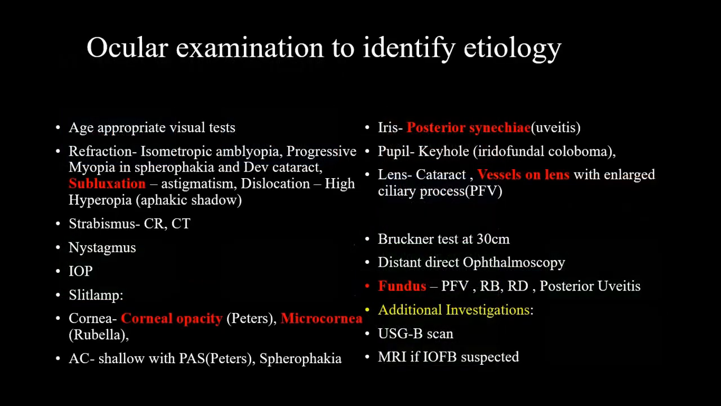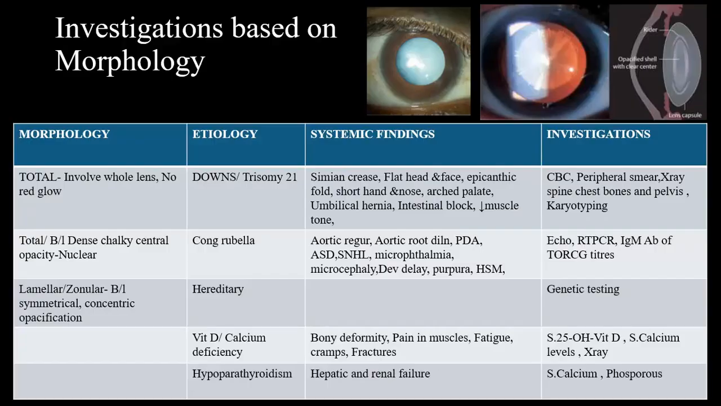If we don't know where to start, we can get clues from the ocular examination itself. For example, if we see a subluxated lens, we can think of Marfan's or homocystinuria; a corneal opacity, we can think of Peters; microcornea as in rubella or TORCH infections; posterior synechiae as in uveitis; and vessels on the lens as in persistent fetal vasculature. Additional investigations, like an ultrasound B scan, might also be required when you're not able to see the posterior segment.